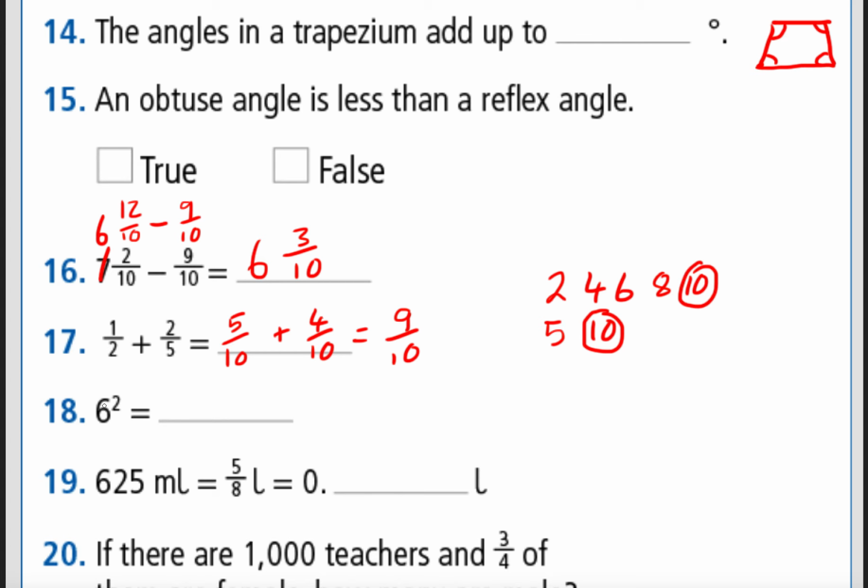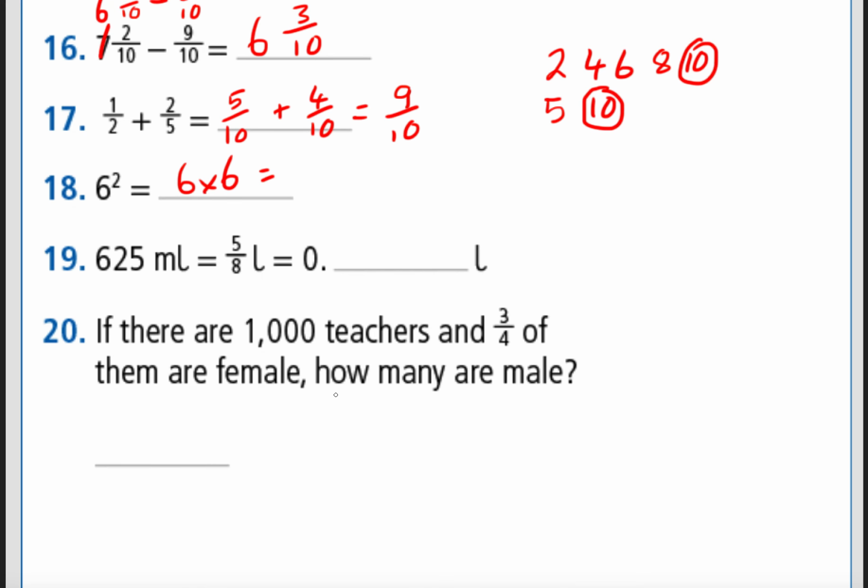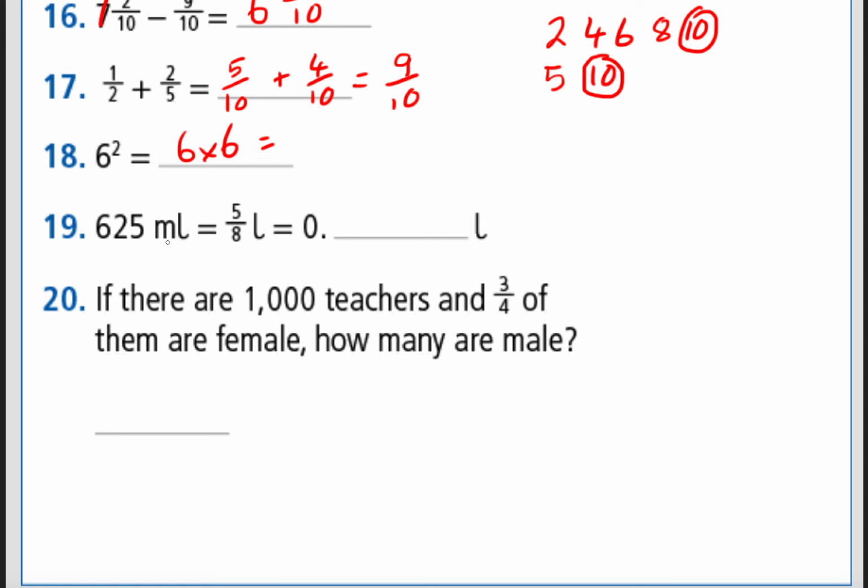Now, number 18, this is 6 squared, which is 6 times 6. So I'll let you work out what that is, 6 squared. Number 19 is talking about milliliters. Now, in a litre, there's 1,000 milliliters. So 625 milliliters is equal to, it tells us it's 5/8 of a litre, but they also want it in decimal form. So this is 625 milliliters is 625 out of 1,000 litres. So to show thousands, we need 1, 2, 3 places here, and we put our 625 in there.